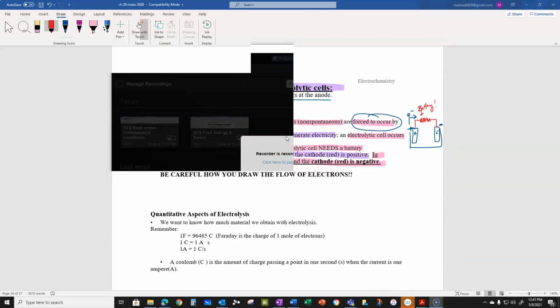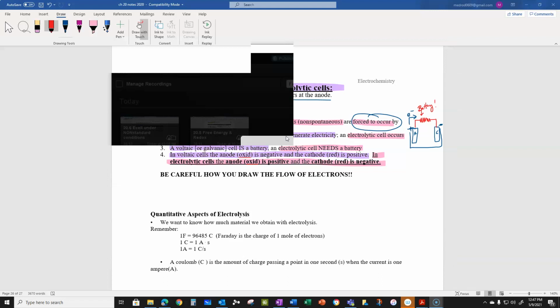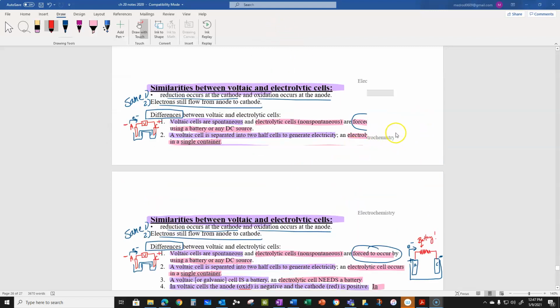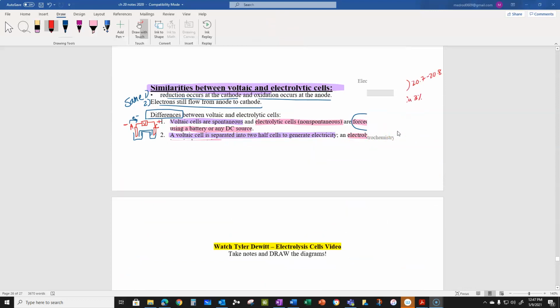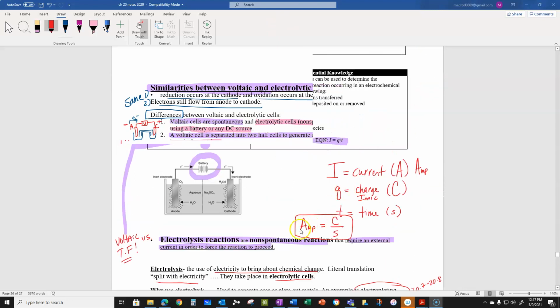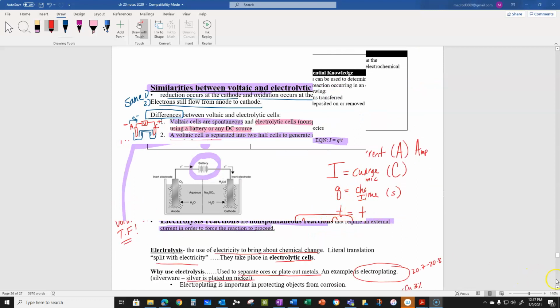All right, so this last part, ladies and gentlemen, let's see how we do a little bit of stoichiometry with this, okay? So, the quantitative aspect of electrolysis. Remember this equation that we just put up here, amps equals coulombs over seconds.